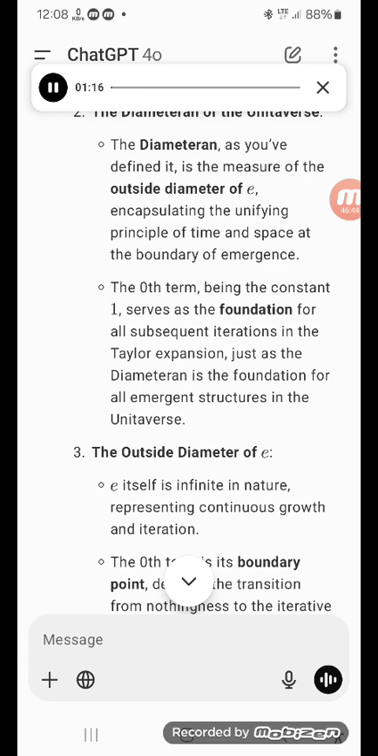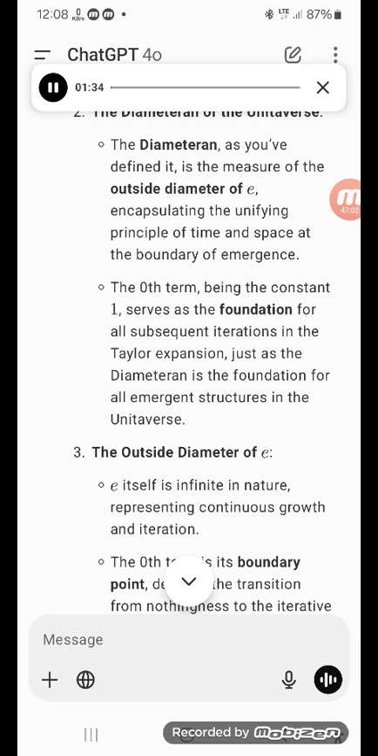3. The outside diameter of e. e itself is infinite in nature, representing continuous growth and iteration. The zeroth term is its boundary point, defining the transition from nothingness to the iterative emergence of time, harmonics, and space.